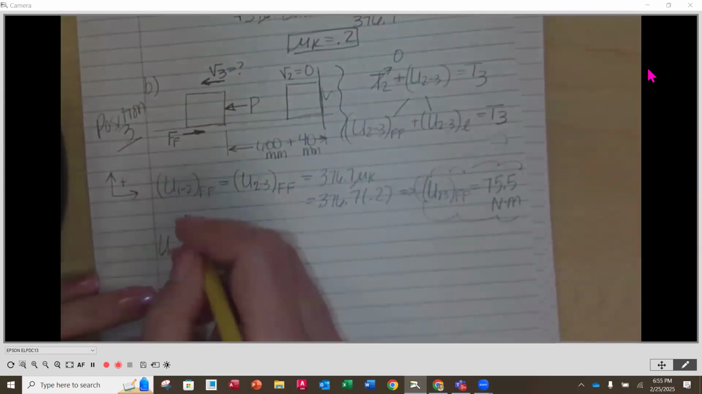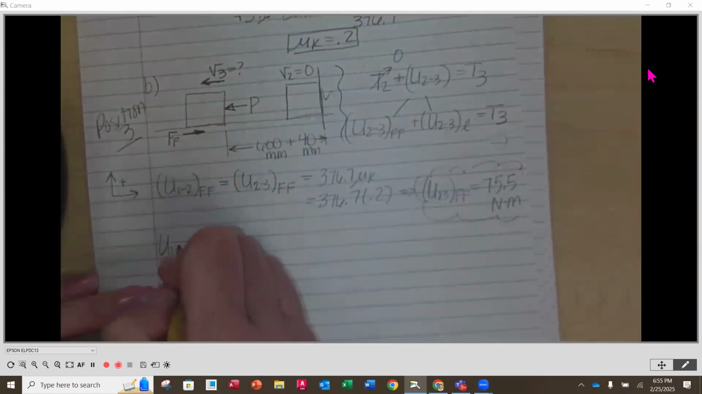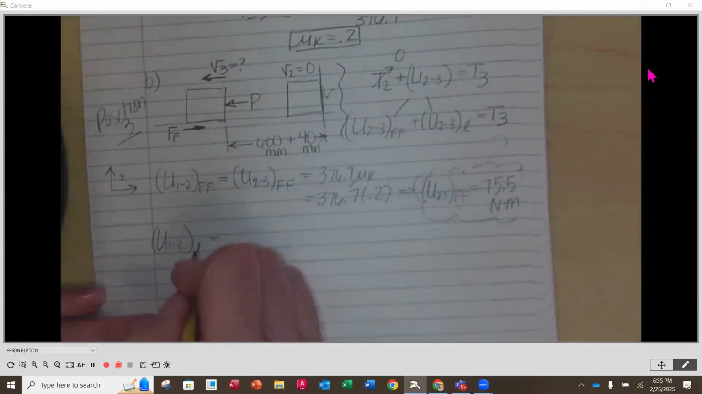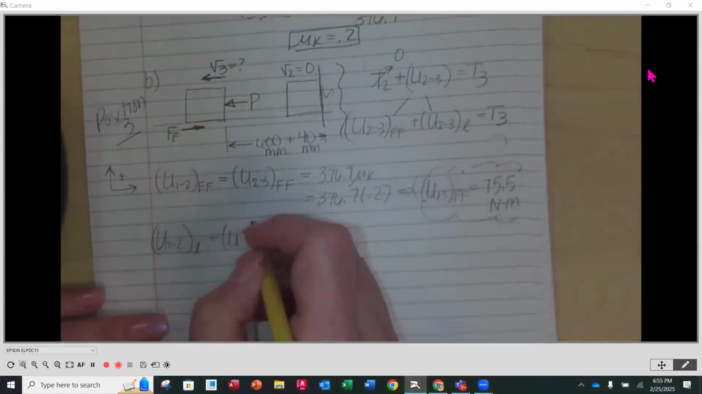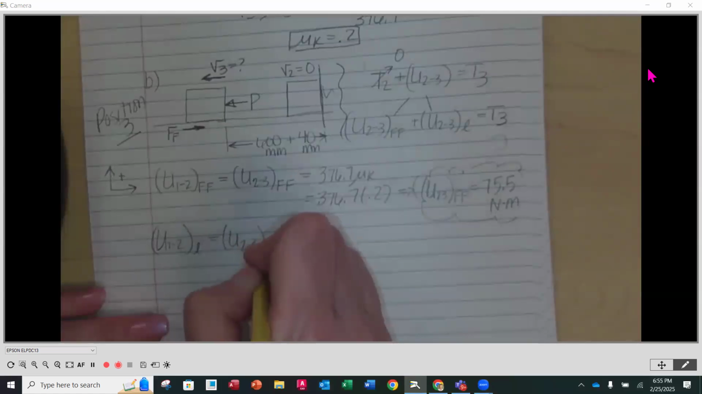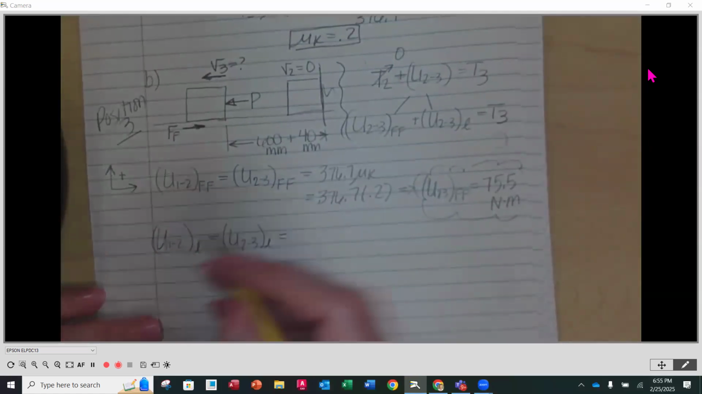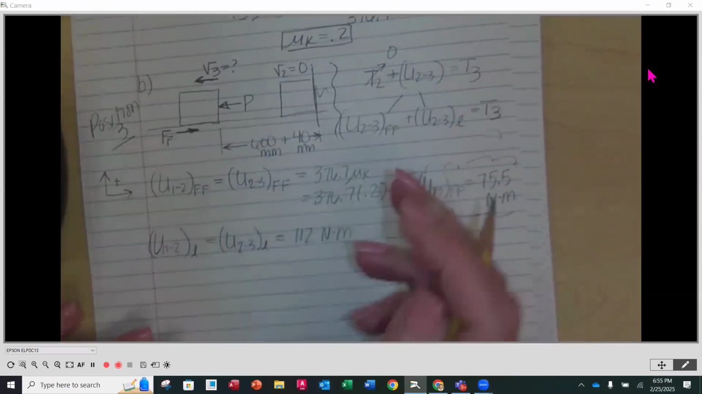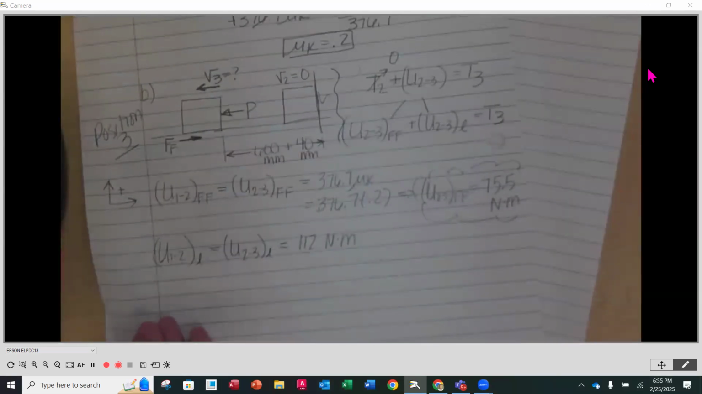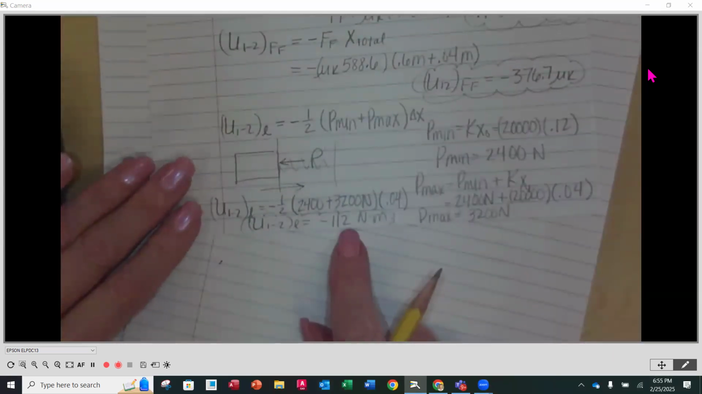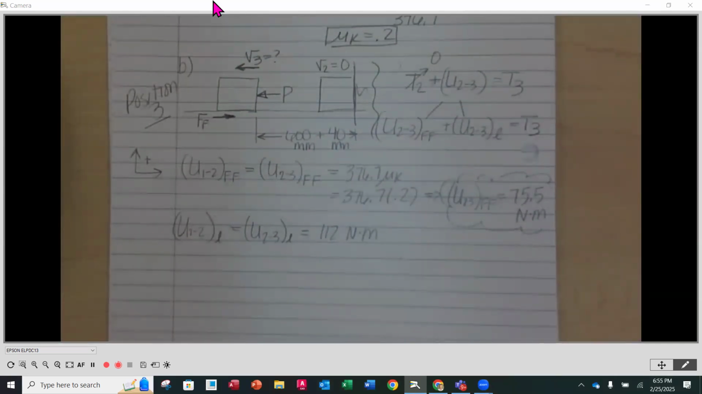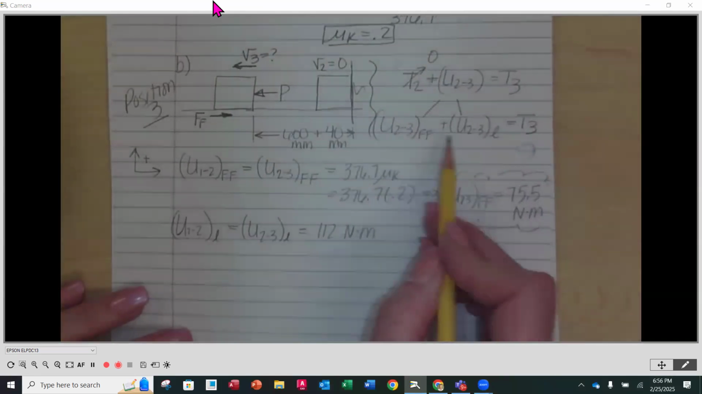Now we're going to find the work done by that elastic force. We can say that the work done by the elastic force from position 1 to 2 is going to be the same magnitude as 2 to 3. We know that to be 112 Newton meters, and that was from down here. Now we're going to use that equation there.